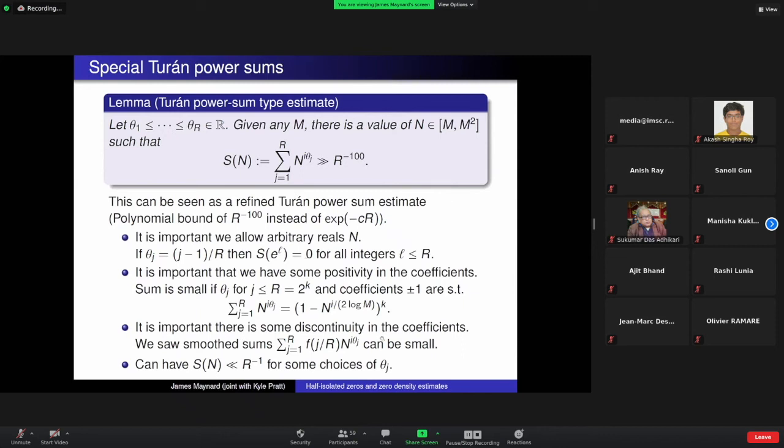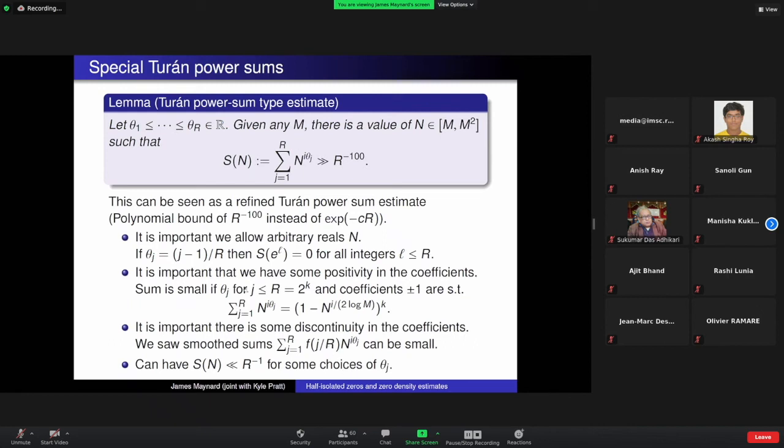I guess, as we mentioned beforehand, it's also very important that we have some sort of discontinuity in our coefficients, because we saw that if you're allowing smooth coefficients that can decay, then this sum can be uniformly small. And again, it can be almost exponentially small. So it's very important that there's this discontinuity, that we're summing discrete points, and the weights are either, at least in this context, 0 or 1, rather than having smooth weights.